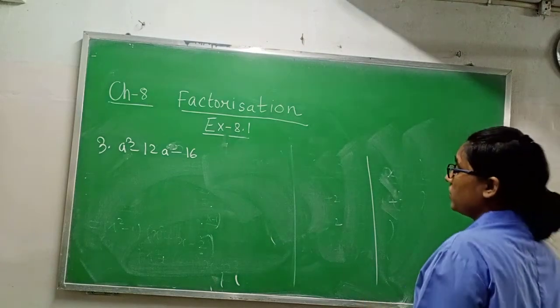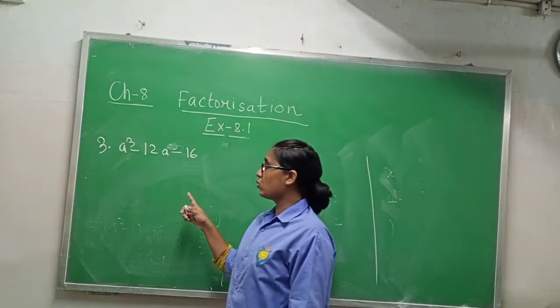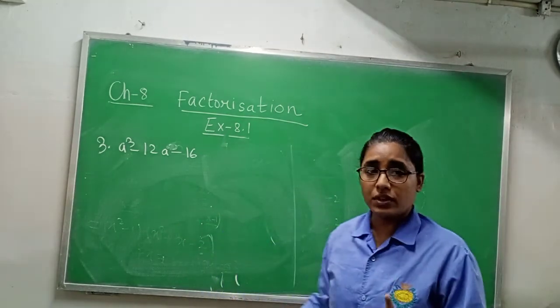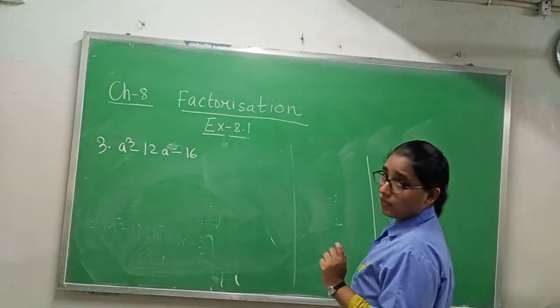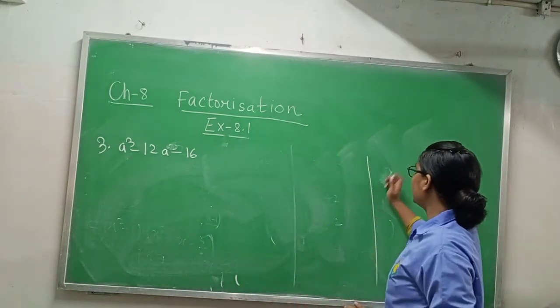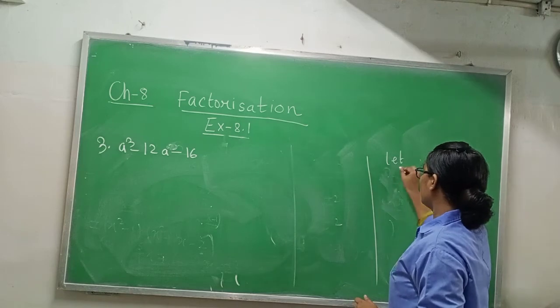Class 9, question number 3. It is given a cube minus 12a minus 16. You have to factorize this one. First of all, what is the first step? You have to let a value something. Means in this question, variable is a, so we have to let a equals to 1.